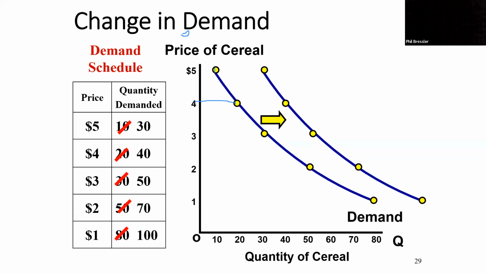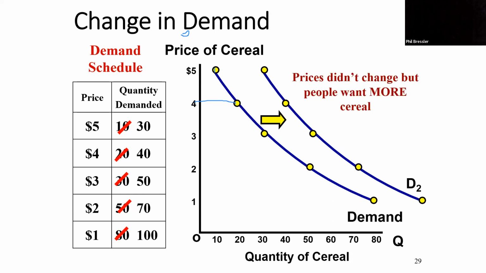Okay. I would label the first demand curve probably D1, the second one D2. I put an arrow, and there we go. All right, I think I have another. Again, that's an increase in demand. Prices didn't change, but people want more cereal. All right, that's important. There was no change in the price. At every price level, at $5, people wanted more, at 4, at 3, at 2, at 1.